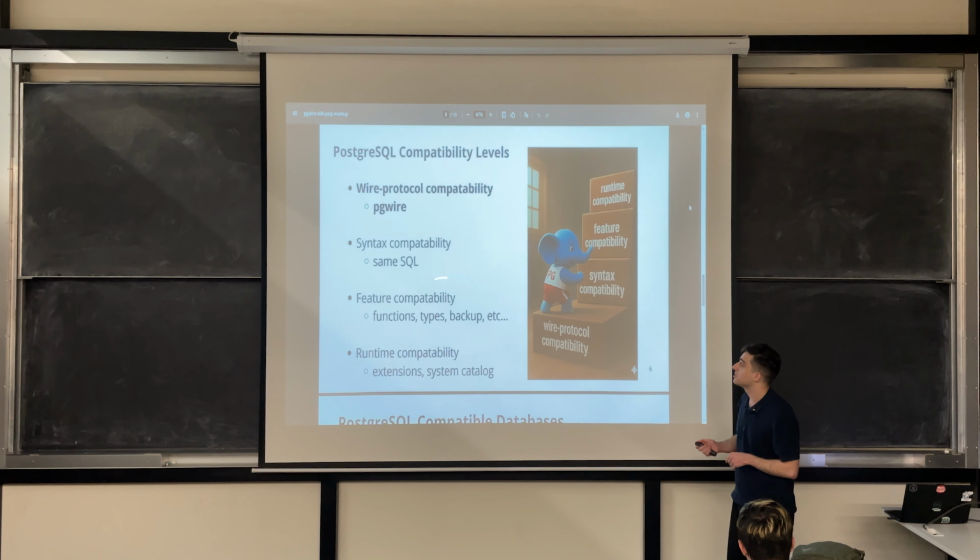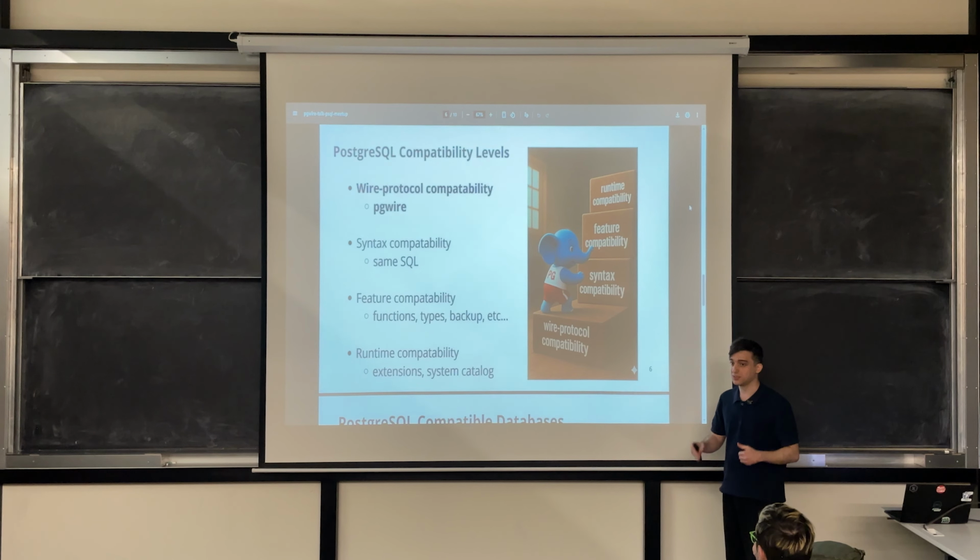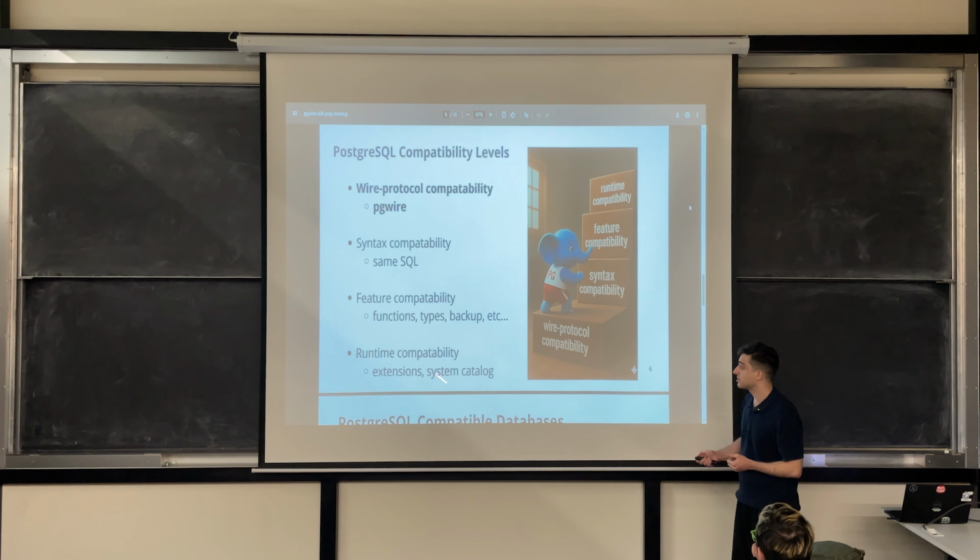Another level of compatibility is syntax. Some databases implement the same SQL, but some extend the current PostgreSQL with their own custom syntax. And there is another level, feature compatibility, which not many databases are eager to implement. It includes implementing the system functions, the data types, backup, etc. And the last one, which is mostly implemented on the Postgres forks, is runtime compatibility, that will allow this custom database to run Postgres extensions like pgvector, PostGIS, pgcrypto, and it has the same system catalog.